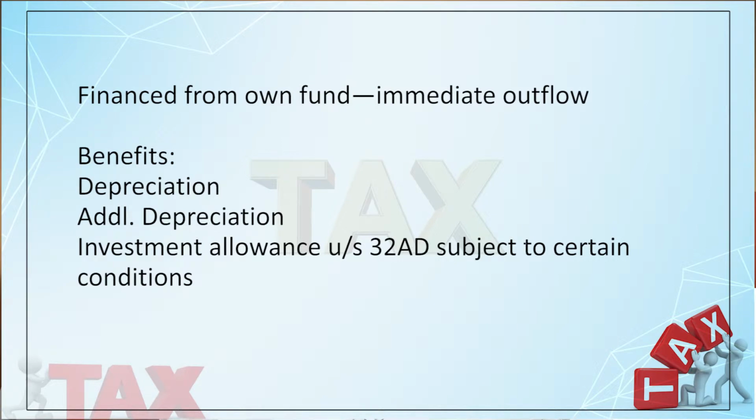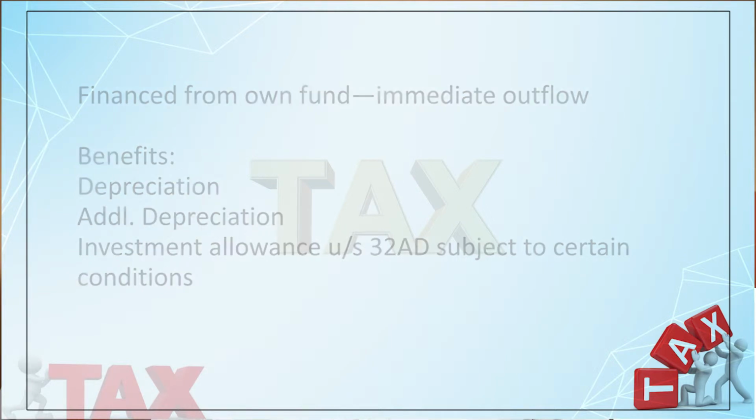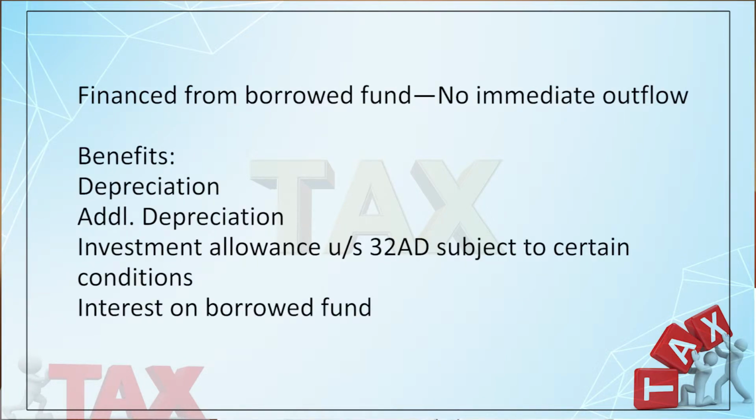So in a nutshell, what I can get over the period of say 5 years, I can get the benefit of depreciation, additional depreciation, and 32 AD also for 1 year. Now if I go for the borrowed fund, that means I am not paying the money, I borrow the money and against that borrowed fund I pay.